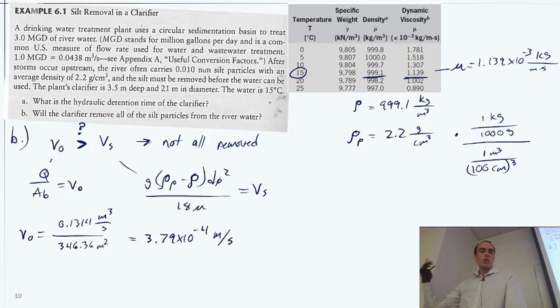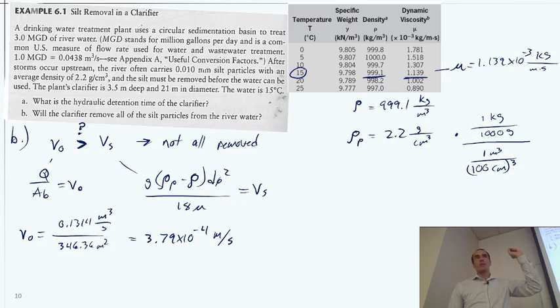Okay, so I went ahead and began this. I gave you these two equations, right? Q over AB for the design velocity. We already solved for those problems, so I wrote these up here. That would be the Q that we calculated. It's convenient to have it in meters per second. So we use that 0.1314 cubic meters per second, divide by our area that we calculated, the pi r squared. That should give us a value of 3.79 times 10 to the minus fourth meters per second.